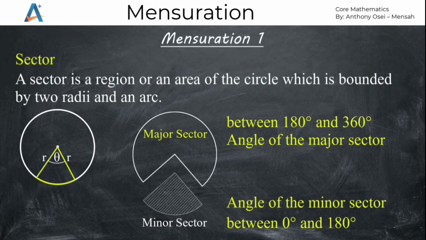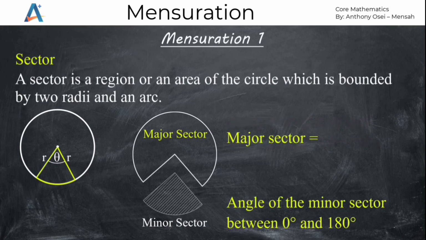Also, the angle of the major sector is always gotten when you have the minor sector. So it means whoever has the angle for the minor sector can get the angle of the major sector, and vice versa. If you have the angle for the major sector, you can get the angle for the minor sector. Just subtract the minor sector's angle from 360 degrees and you get the major sector's angle. So the major sector's angle is always 360 degrees minus theta.